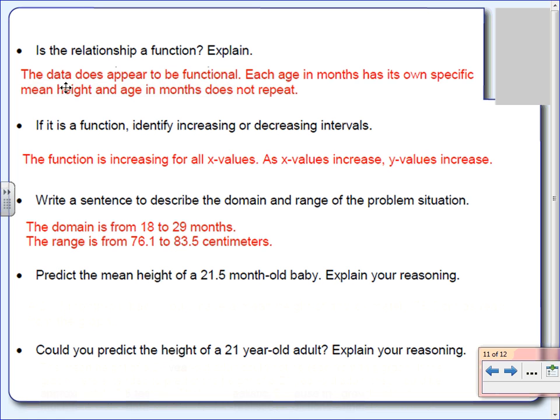Range, on the other hand, the height, you'll notice that the range falls between 76.1 and 83.5. 76.1 to 83.5. And that's our range. Those are the heights.